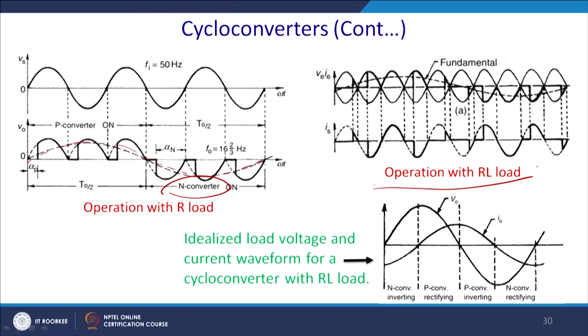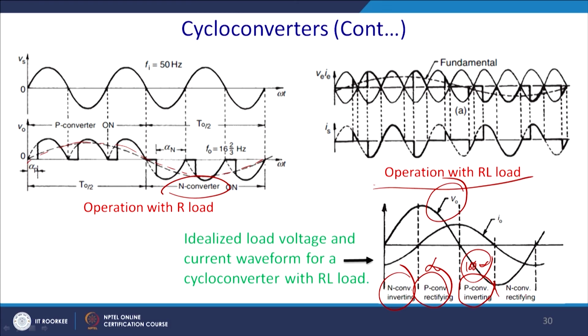This is an example of the idealized load voltage and current waveforms with the RL load. This is the source voltage, this is the output voltage, and this will be the load current. When the current is in its negative portion, that will be controlled by the N converter. When both are positive, it is basically rectifying operation, and it will be contributed by the P type converter. Again it will continue, this will be alpha, then this will be 180 degree minus alpha, because it will be operating in an inverting mode.